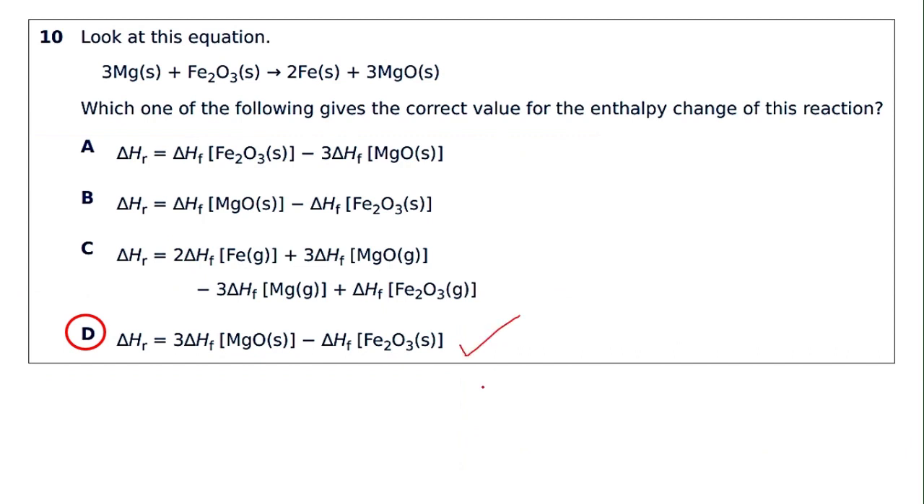So D will be a correct relation here for this type of equation, in which we have the delta H reaction equal to 3 times the delta H formation of MgO minus the delta H formation, 1 time, for the Fe2O3.